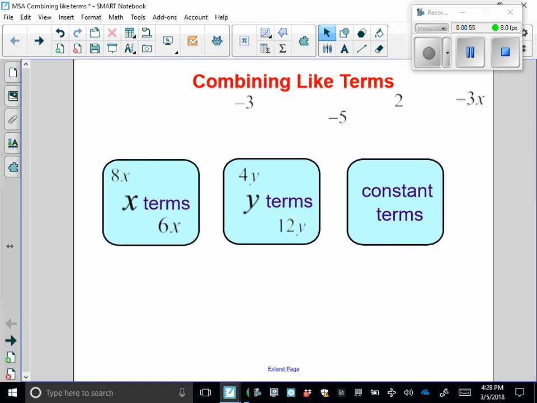But this -3 is just a constant term. It doesn't have a variable, as is -5 and +2. And then this last term here, this is an x term. So I've separated the terms just to get you thinking about how you might combine like terms. You can only combine x's with x's when you're adding and subtracting, and y's with y's, and constant terms with constant terms.